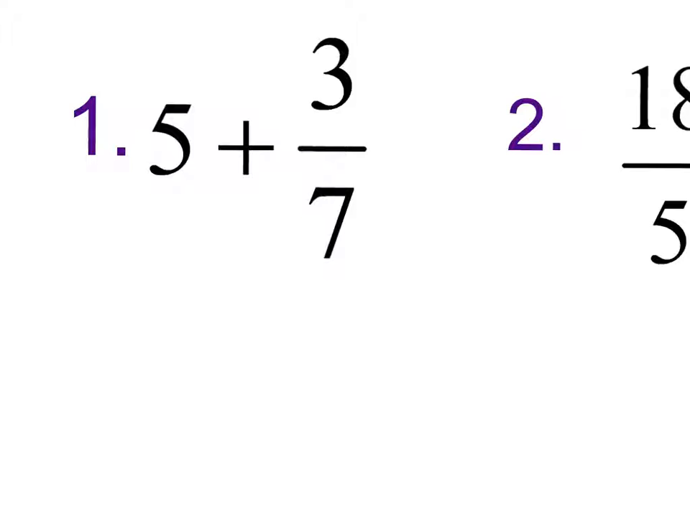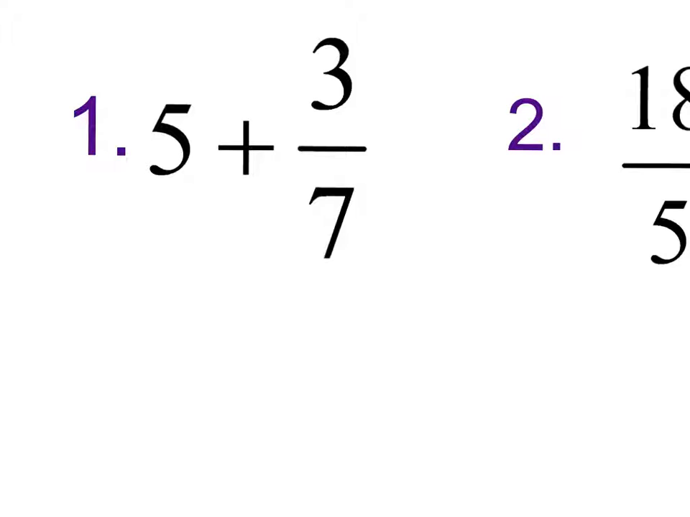Number 1, 5 plus 3/7. Well, this one is fairly simple. 5 plus 3/7 is just 5 and 3/7. But let's say we wanted this as an improper fraction. What would we do in order to get there? Well, you're thinking we could take 7 times 5, get 35, add 3, and get 38/7. That one is pretty simple.